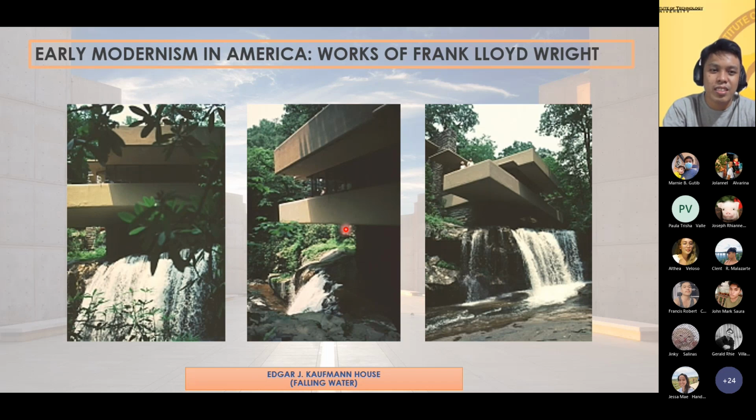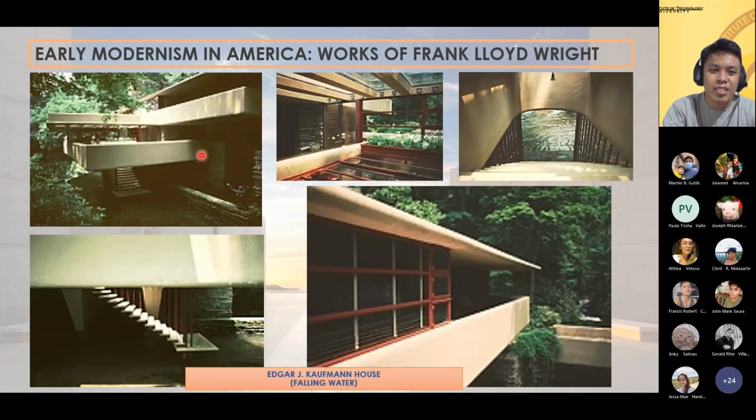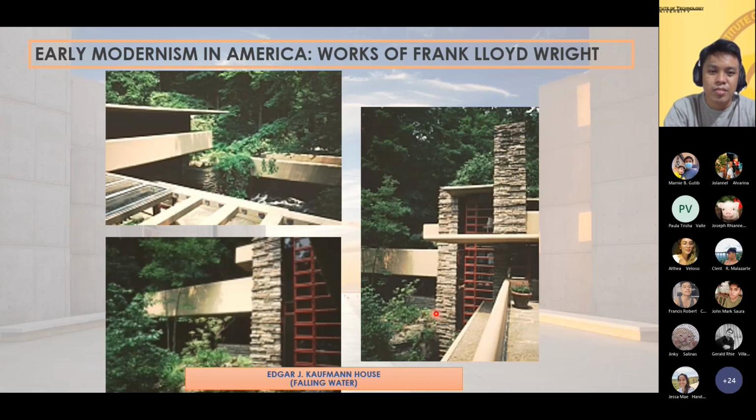So if you notice right here, bricks, concrete, steel, so true to its materials, or integral to its materials. Bricks, or what we call the terracotta stones. The steel right here, steel and glass, concrete. So the way it's designed is integral to its materials.